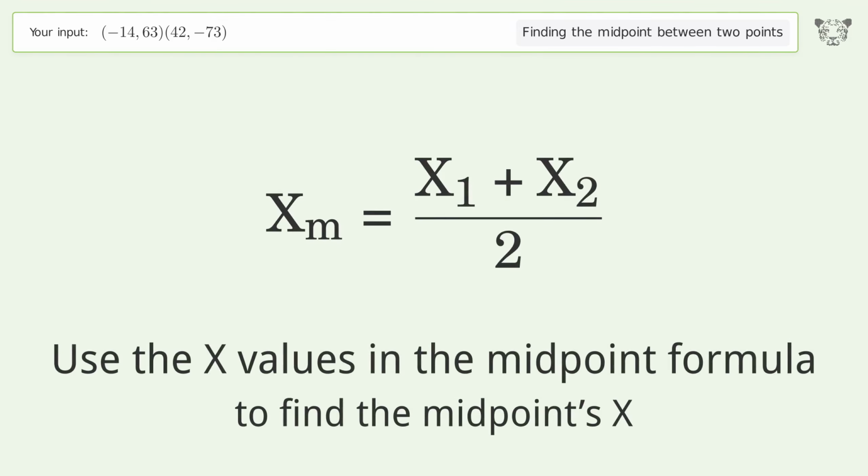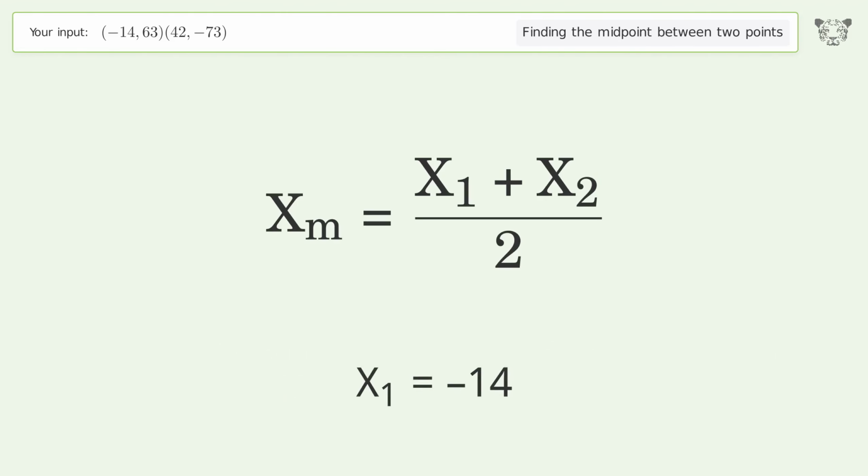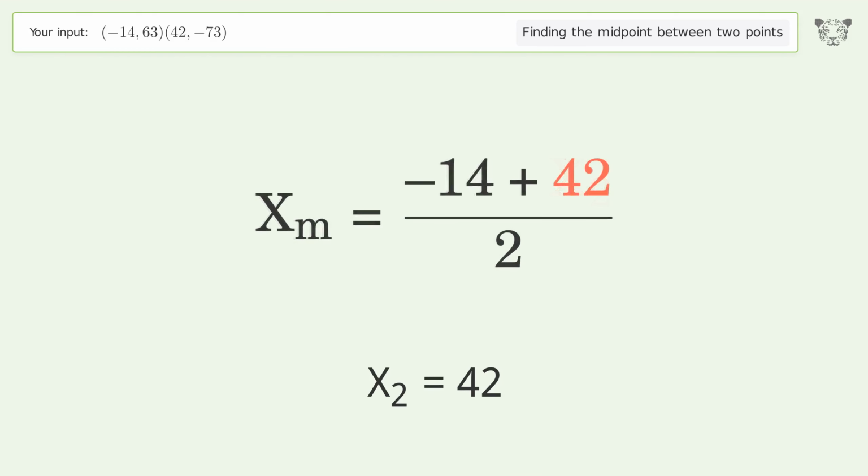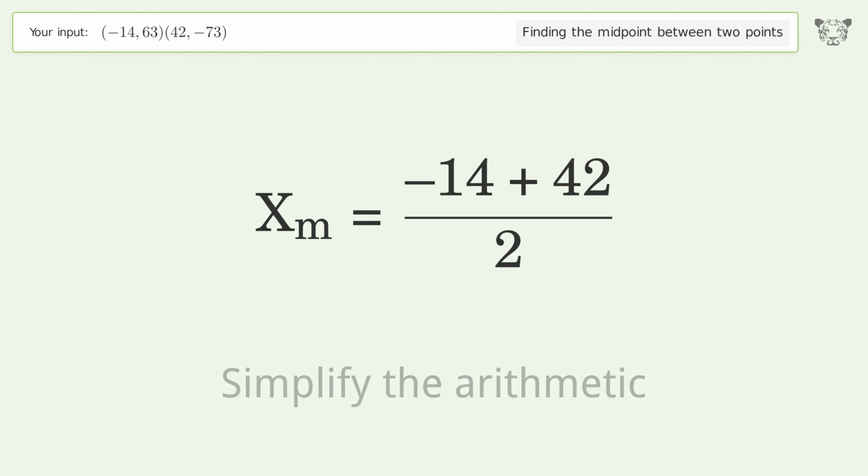Use the x values in the midpoint formula to find the midpoint's x. x1 equals -14. x2 equals 42. Simplify the arithmetic.